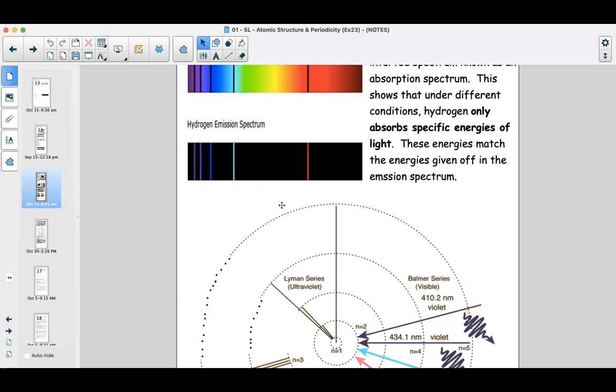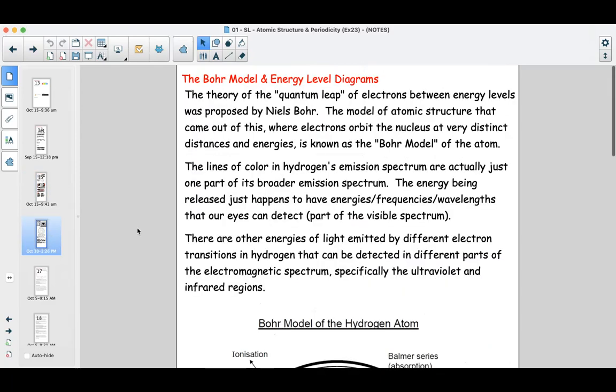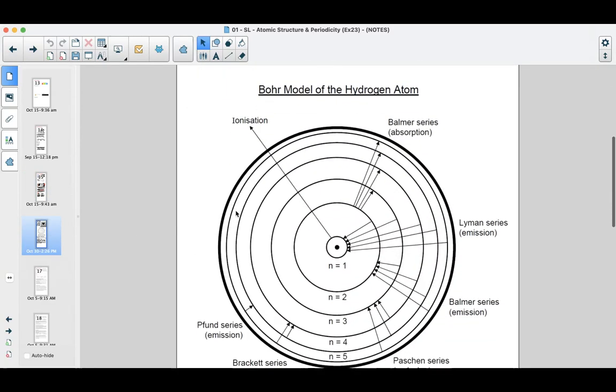So the jump from 3 to 2, for example, energy level 3 down to energy level 2, emits this red wavelength of light. Whereas a jump from 4 to 2 releases the bluish green line, and the jump from 5 to 2 releases the dark blue sort of purple line. And then the jump from 6 to 2 would release the next line. So they're all jumps down to the n equals 2 level. That's what emits visible light. And the electrons are jumping from very specific energy levels, which is why they can only emit very specific energies of light. So that brings you to the Bohr model of the atom.